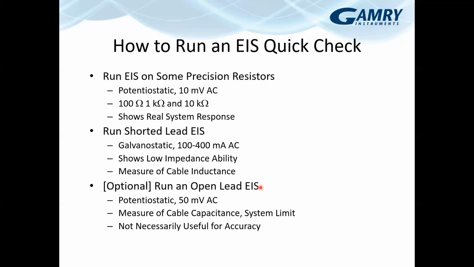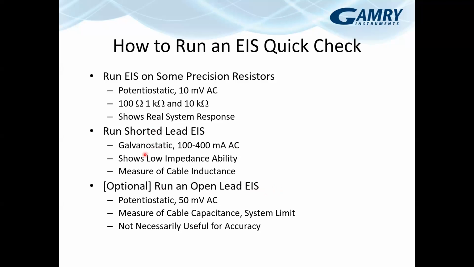The last one, which is a little bit more optional, is to run an open lead EIS spectrum. This becomes more useful if you're doing barrier coatings. Coatings are very high impedance, with very small capacitance, and an open lead test is going to give you an idea of where your limits are there and whether you're pushing up against them.